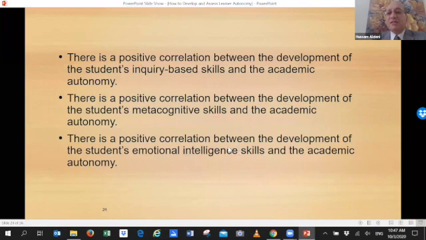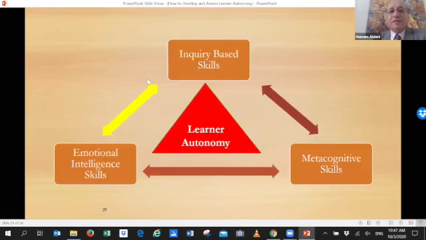What I can conclude at the end of the research is that there is really a positive correlation between learner autonomy and three factors: the inquiry-based skills, the metacognitive skills, and the emotional intelligence skills, and academic autonomy. This is my design. Learner autonomy is in the middle, and there are three major factors affecting it. The design is for both how to develop and how to assess at the same time. So both ways of development or assessment are the same.